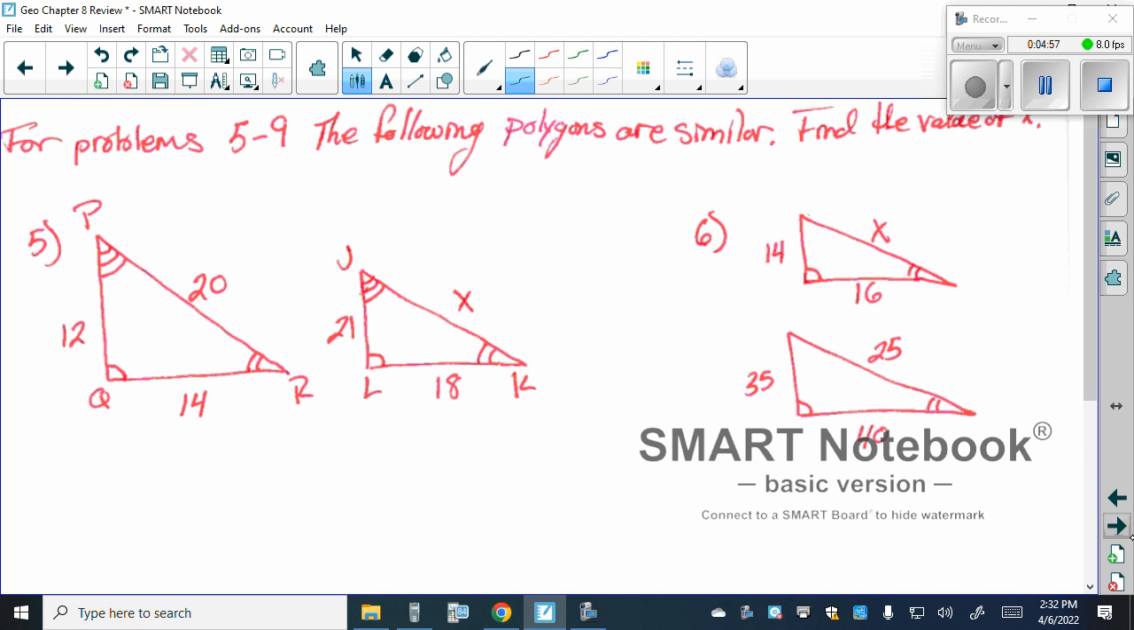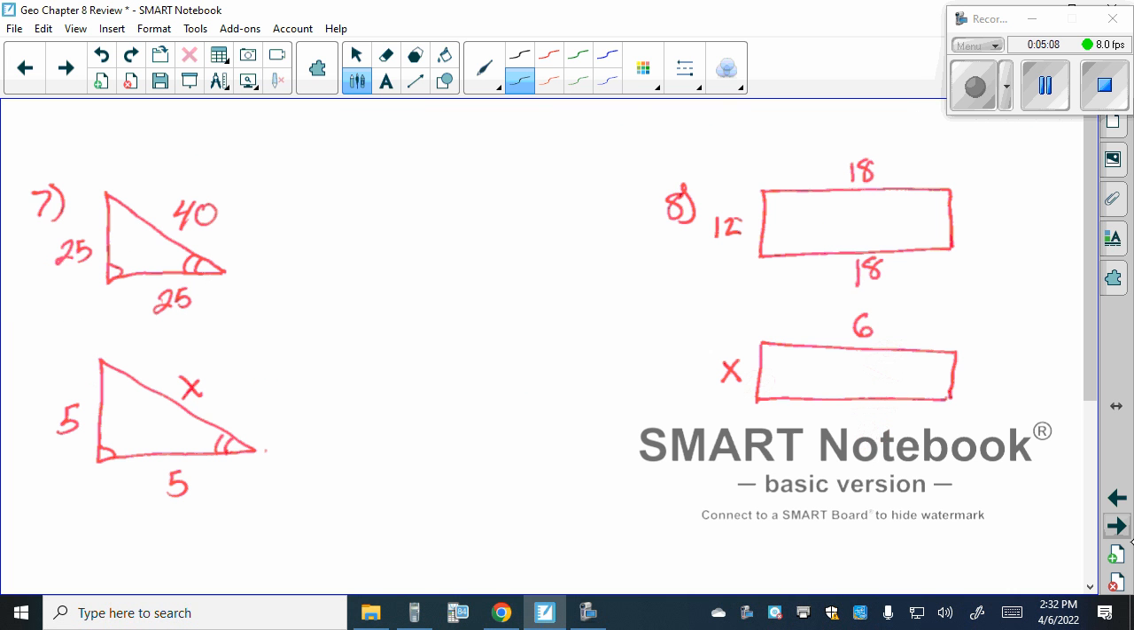Questions on 5 through 9? Trying to find the missing side length. So if we look at number 7, if we're solving this here, and like most of the ones we solve for this here, we set it up with 2 fractions. Now in one of the fractions we're going to have x, and x is going to be over what? 40, because that's the corresponding side. And it's going to equal what over what? Yes, 5 over 25.